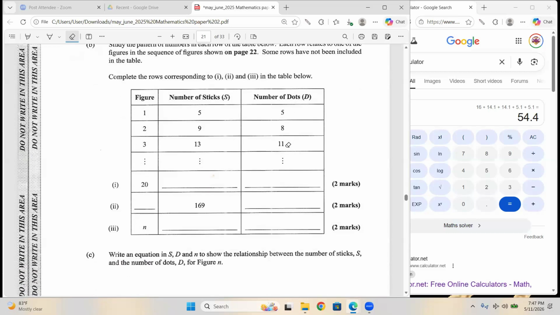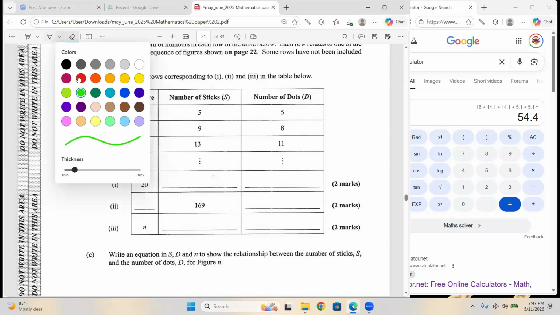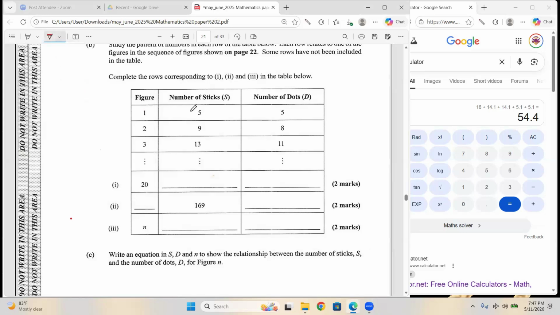Cool. All right, so let's figure out what pattern is going on here. Sometimes it's good to figure out the formula as well. Sometimes it could be easy, sometimes it can be quite tricky. Figure 1 has 5, 6, 5 dots. Figure 2 has 9, 6, 8 dots. Figure 3 has 13, 6, 11 dots. That's interesting.